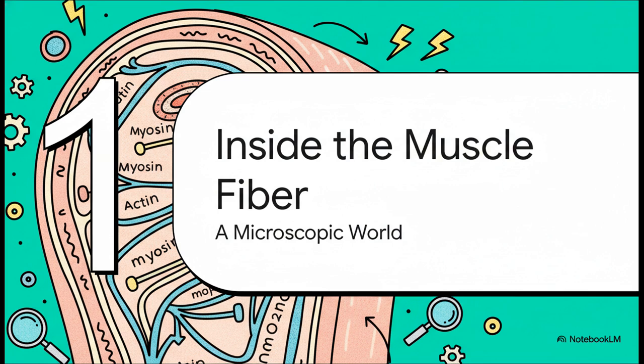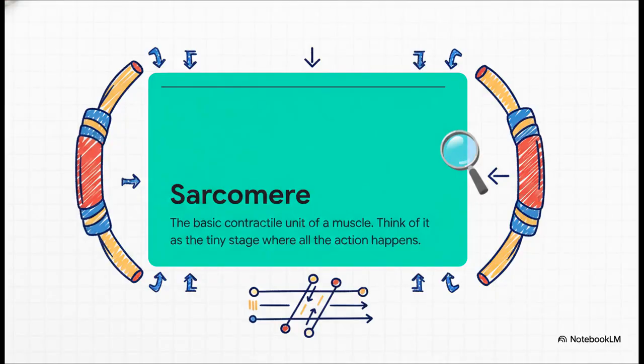We're going deep, deep inside a single muscle fiber to see the tiny machinery that actually makes all of this happen. And here we are. This little repeating structure you see, it's called a sarcomere. This is it. This is the basic, fundamental unit of a muscle. Every ounce of force your body can create starts right here, on this tiny, tiny little stage.